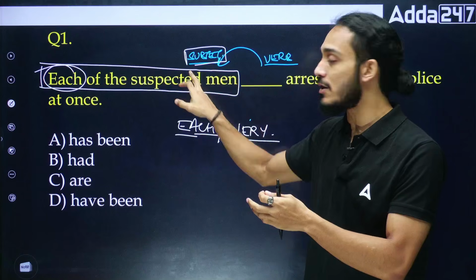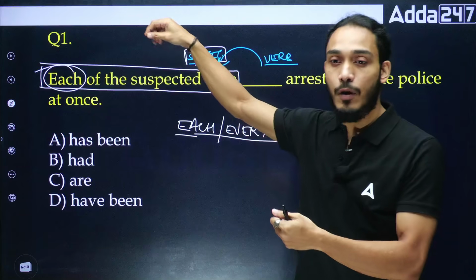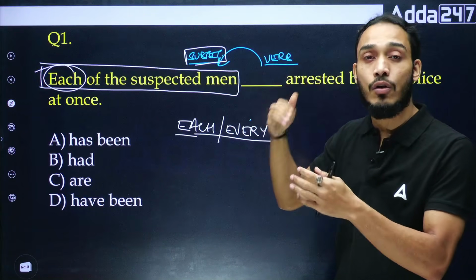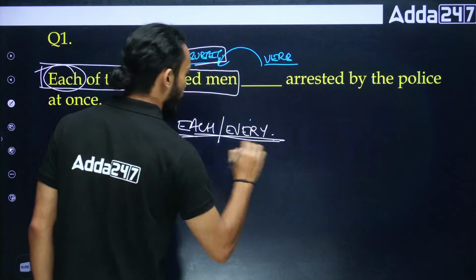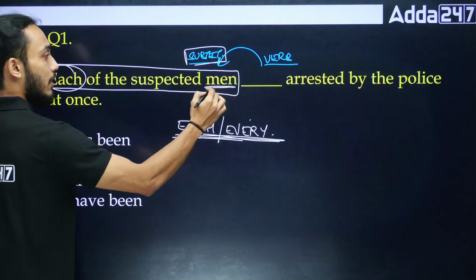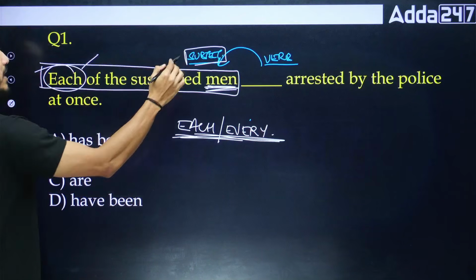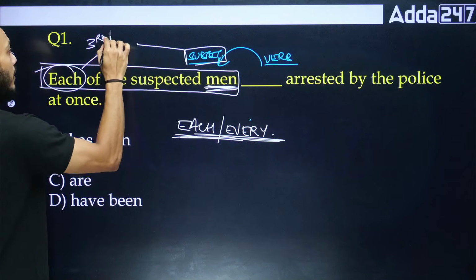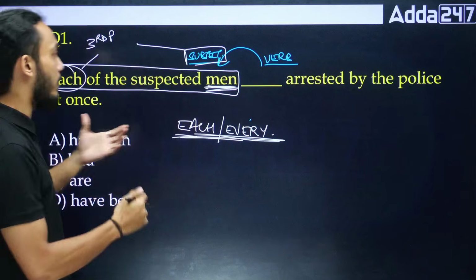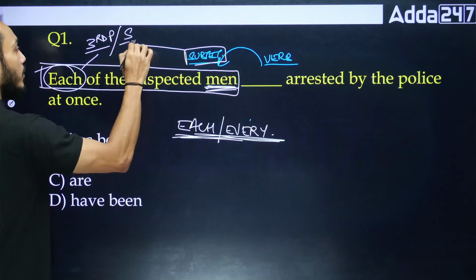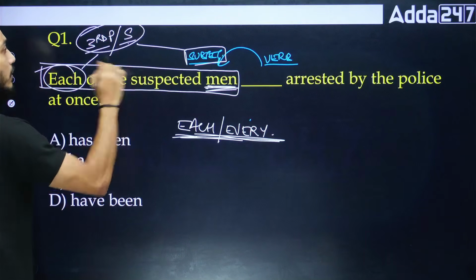So even though I'm talking about multiple suspected men, the action of arresting has been performed upon every single one of them individually on a singular level. That is being understood by the word each. So whenever a sentence starts with each or every, doesn't matter what word is coming here, singular or plural, we will treat the entire thing as singular. So here my subject is a third person, right? Why? Because the suspected men are not the speaker or the listener of this sentence. They are just something we have mentioned in the sentence. So it is third person and they are singular in number. So I'm writing in short third P, that is third person slash S. S means singular. So I have got a third person singular subject.